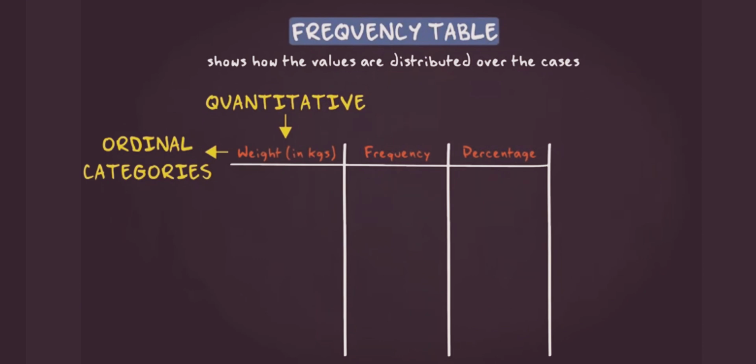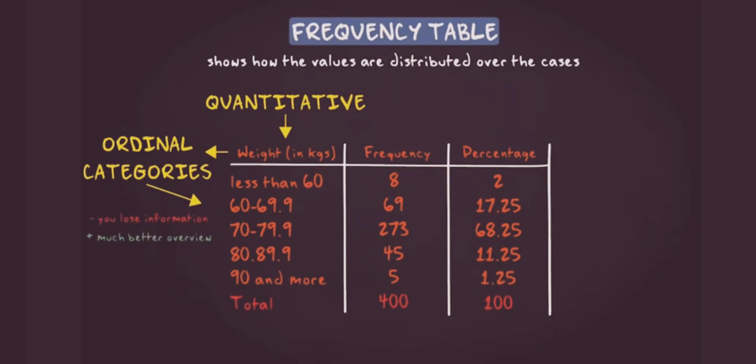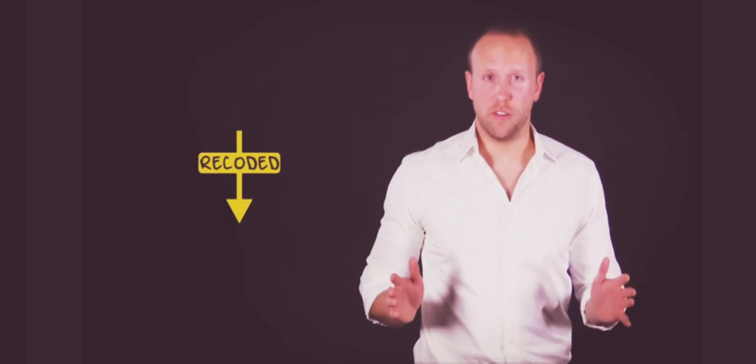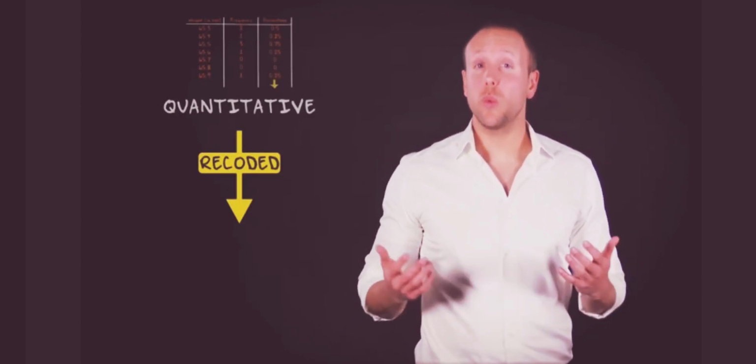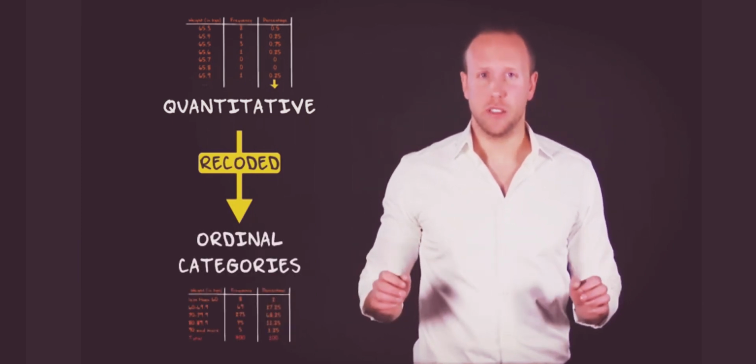What researchers usually do to solve that problem is building new, ordinal categories by using intervals. You could say, for instance, that the first category contains those players who weigh less than 60 kilograms, the second, those who weigh between 60 and 69.9 kilograms, the next one between 70 and 79.9, the following one between 80 and 89.9, and the final one 90 and more kilograms. This way you lose information, but the advantage is that you get a much better overview. We say that you have recoded the variable. The variable weight was a quantitative variable that you've turned into an ordinal variable with only 5 categories.